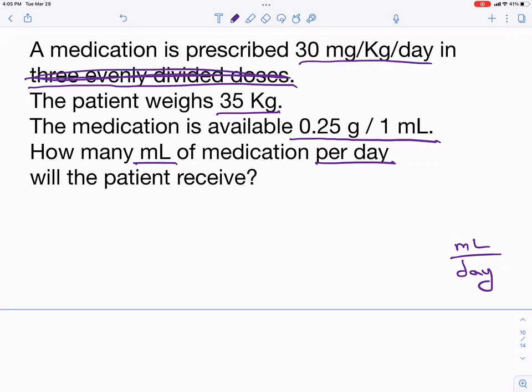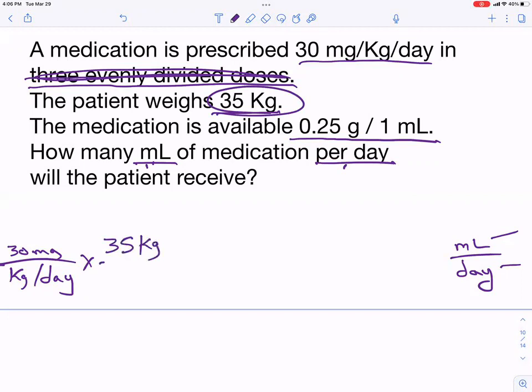So what's my given? 30 milligrams per kilogram per day. But this is asking me milliliters a day. How many milliliters per day? So what am I going to use? I can get rid of my kilograms first. That's easy. 35 kilograms. Put that over 1. That gets rid of my kilograms. I've used that. I've used that. So how do I get rid of milligrams? Well, it comes in grams. 1 gram is 1,000 milligrams. So I'm going to use a conversion.